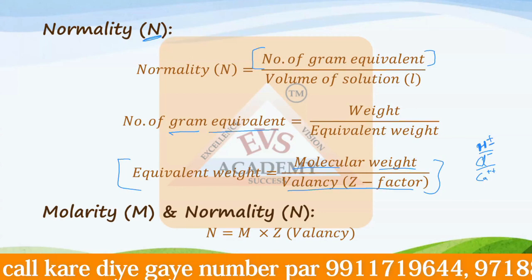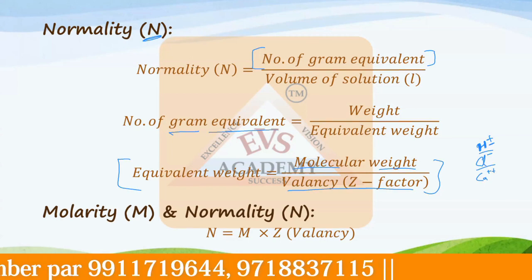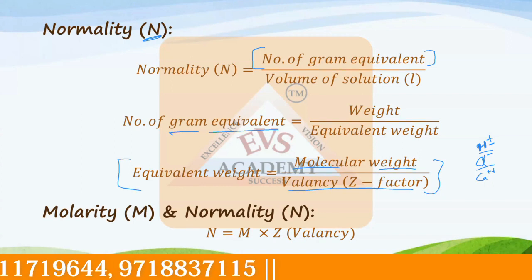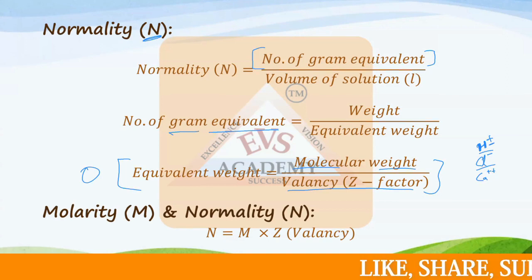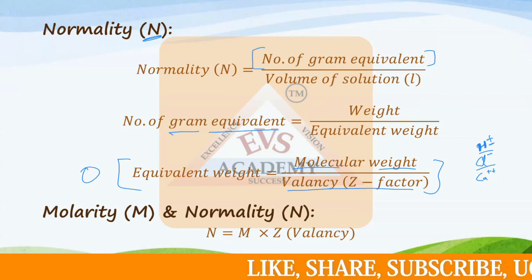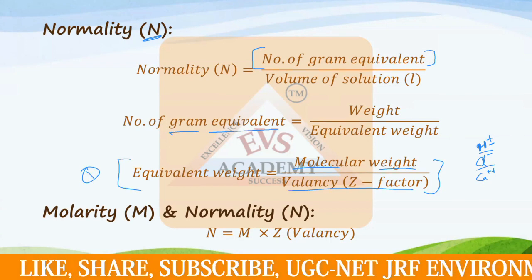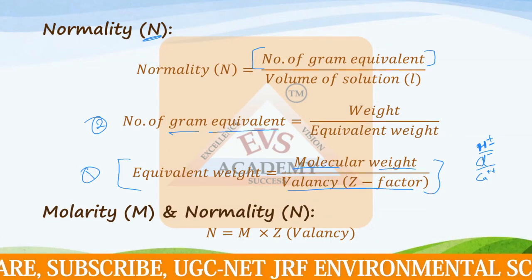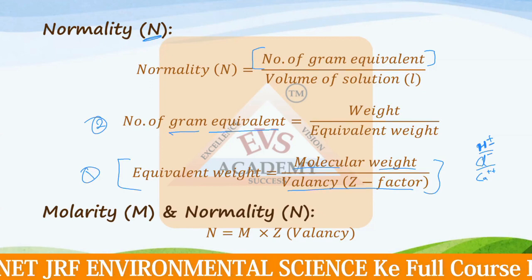So how can you calculate the normality? First, you have to calculate the equivalent weight. Equivalent weight will be molecular weight divided by the valency. That is the first work you need to do. Then the second thing you have to do is calculate the number of gram equivalents. The number of gram equivalents would be the weight you have of that particular solute divided by the equivalent weight you have calculated.